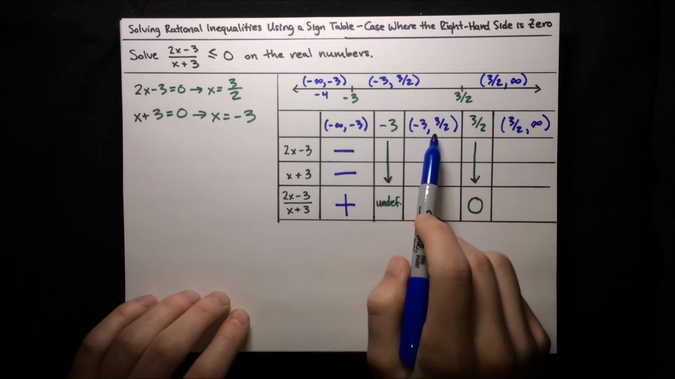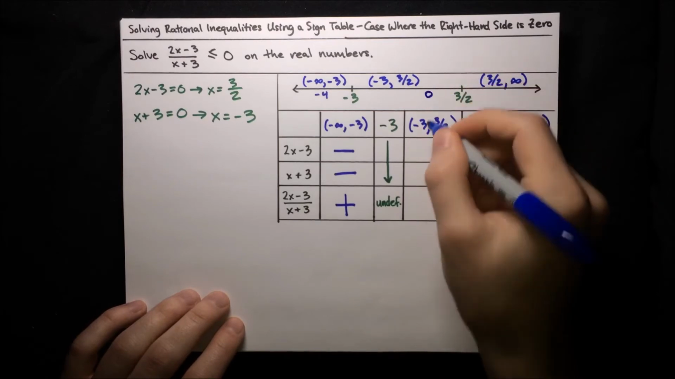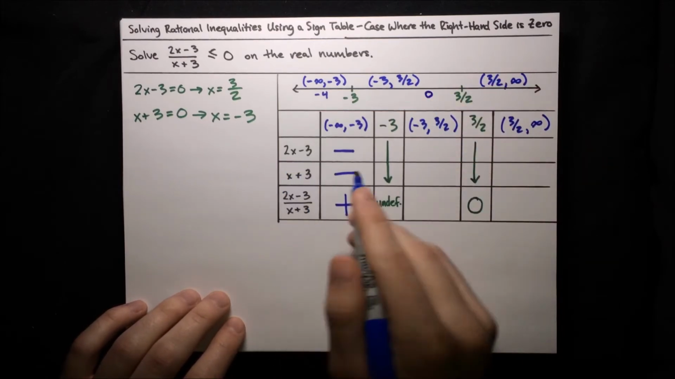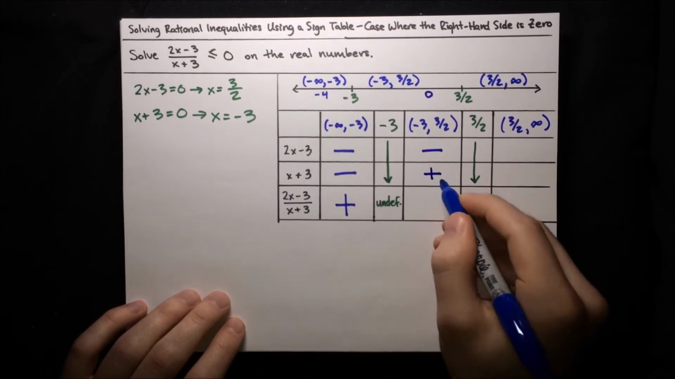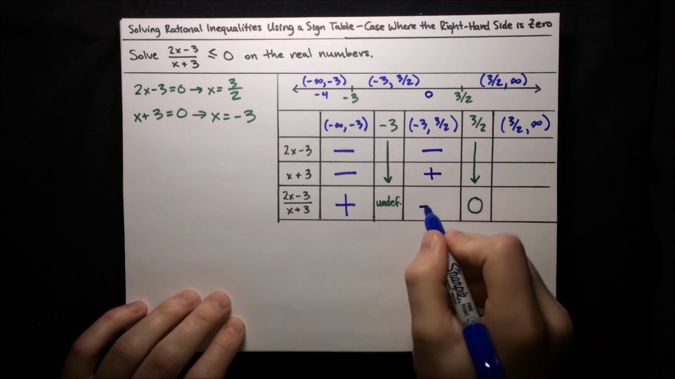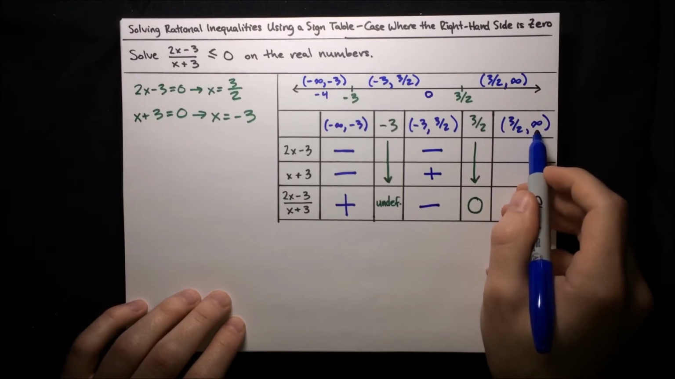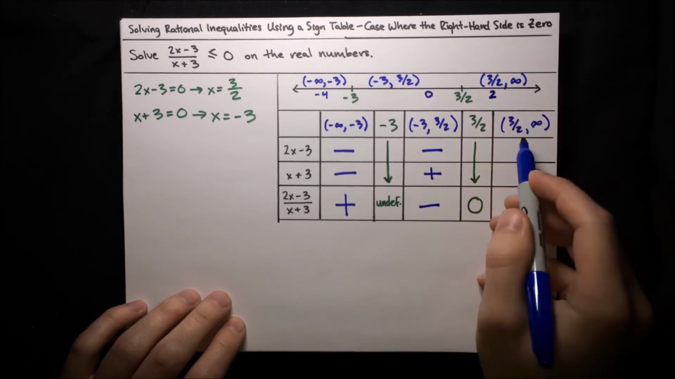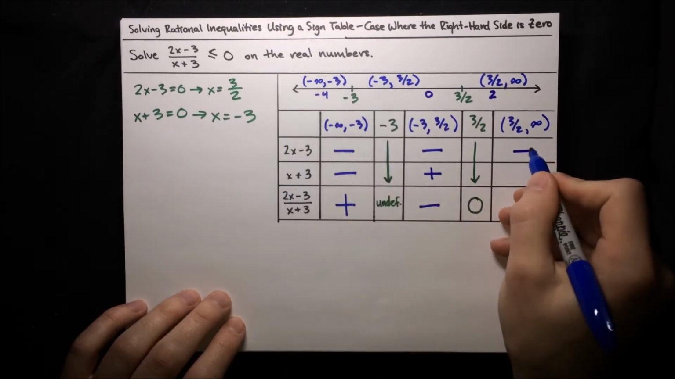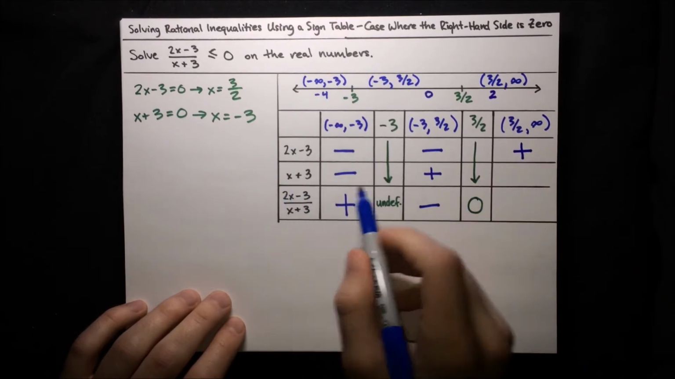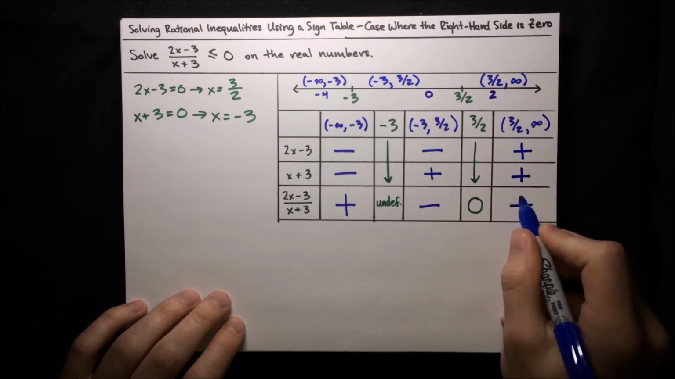Now let's choose a test value in the next interval, -3 to 3/2. How about 0? That seems like the easiest choice there. Plug 0 into 2x - 3, you just get -3, which is negative. Plug it into x + 3, you just get 3, which is positive. And negative divided by positive is negative. And lastly, the interval 3/2 to infinity. How about a test point of 2? We plug that into 2x - 3, we get 4 - 3, which is 1, so positive, and 2 + 3 is 5, which is also positive. So positive divided by positive is a positive.